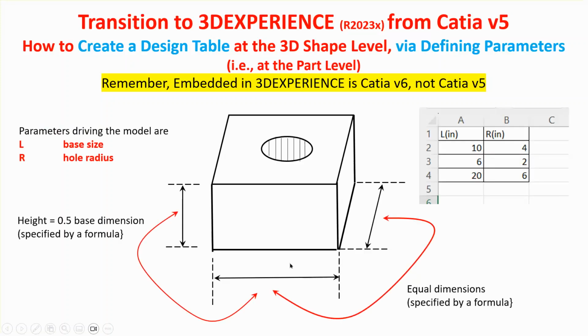I created this box. The base of the box is a square, and the height or the padded height is actually half of this base size. Now, the things that are really of interest to us are the length L and the hole radius R, which we're going to import through a spreadsheet that I already created, and it looks like this. This is the spreadsheet that I'm going to read into 3D Experience.